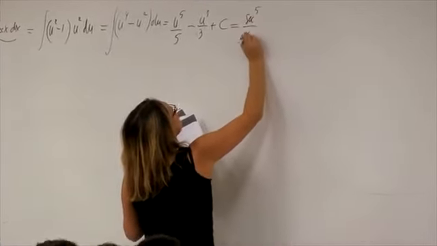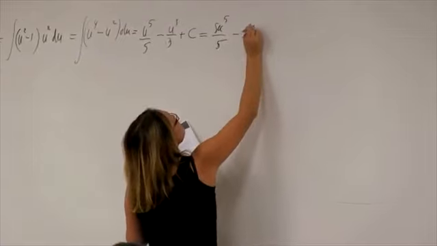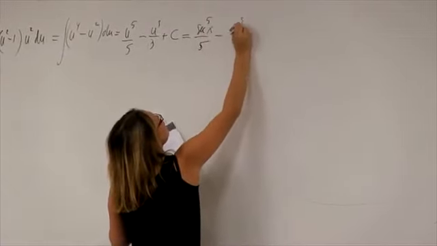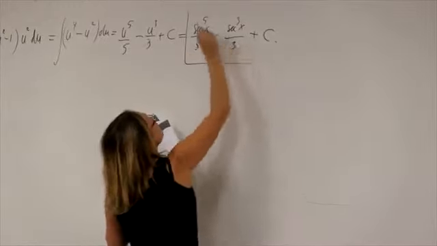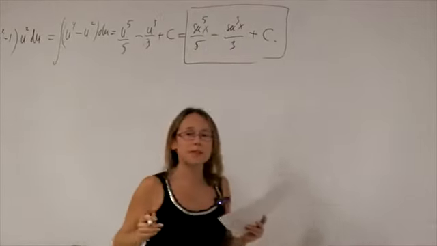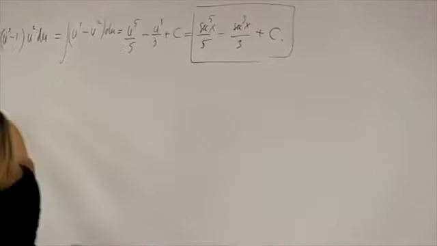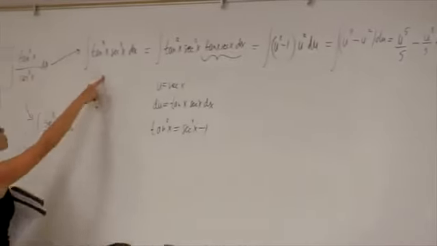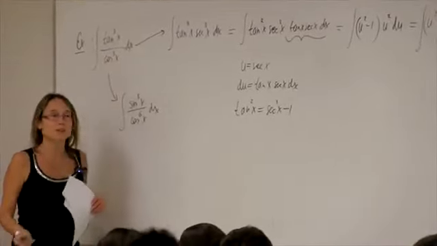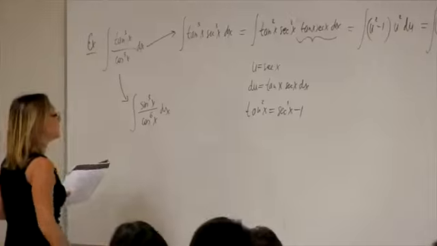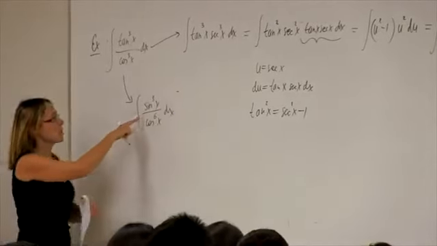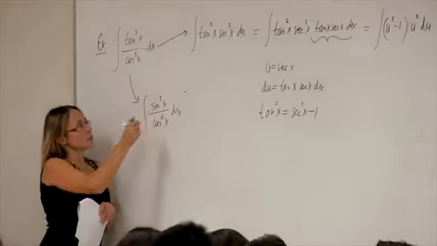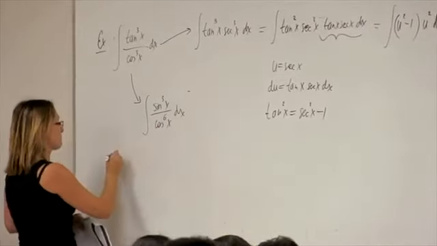Secant to the fifth over 5 minus secant cubed over 3 plus c. Okay, so this is pretty standard, as long as you thought of rewriting this thing in terms of tangents and secants. Now here, is this easy? This is also easy, okay? So you observe that we can split it like this.